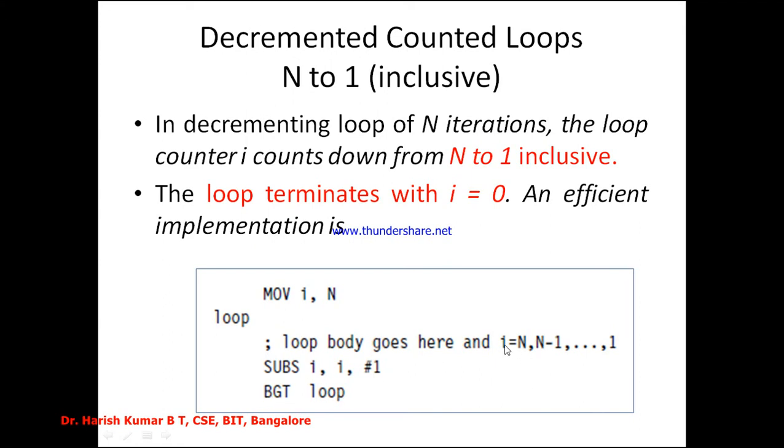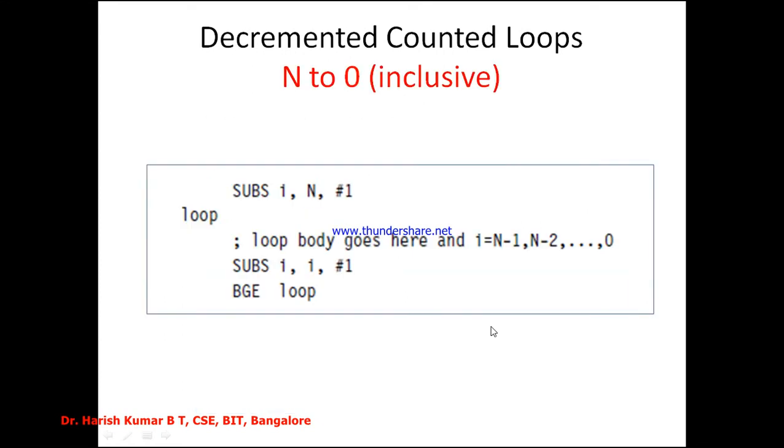Now what this will do is, from I equal to n minus 1 to 1 including 1, so many times it will repeat. Similarly, if I want to go till 0, same thing, but instead of branch if greater than, you have to do branch if greater than or equal to. Now it will take you till 0, inclusive of 0.